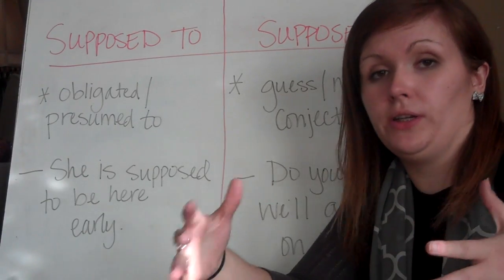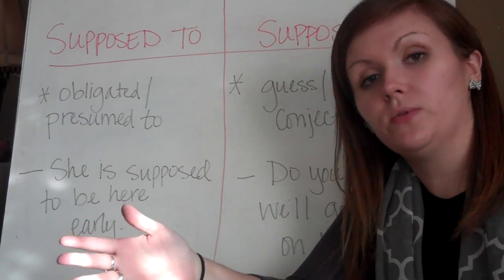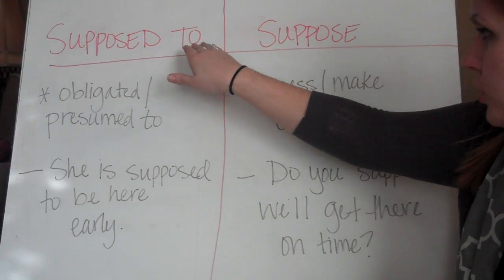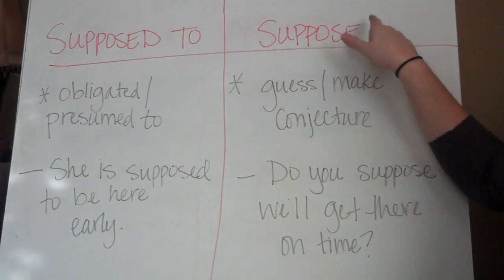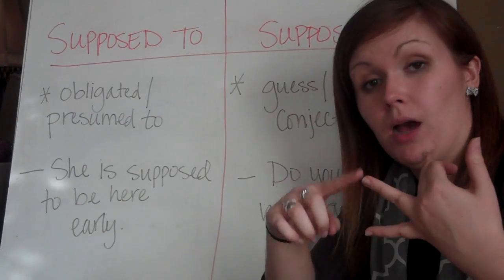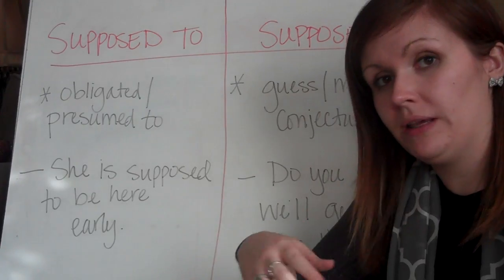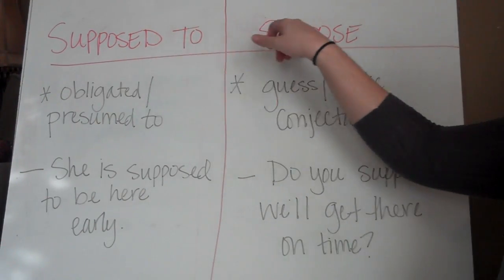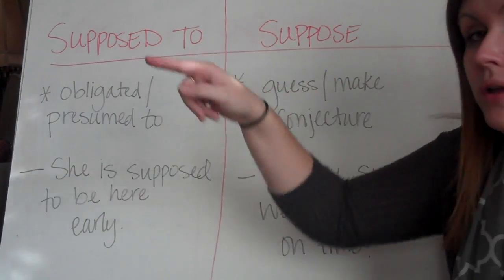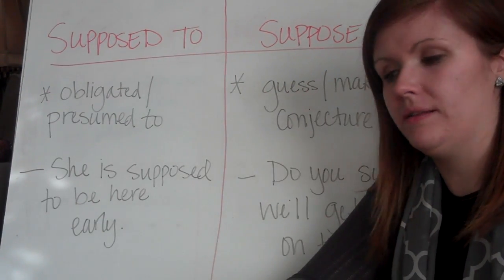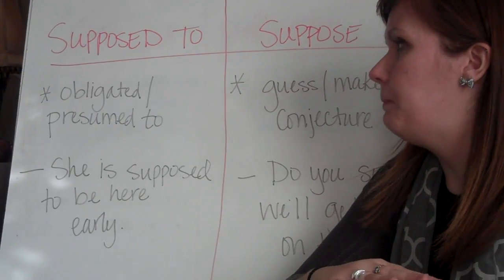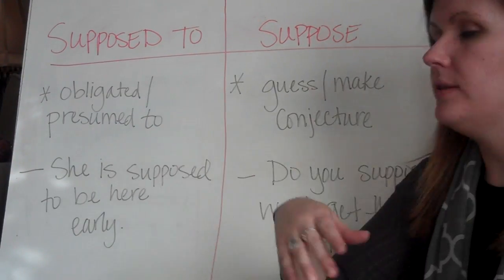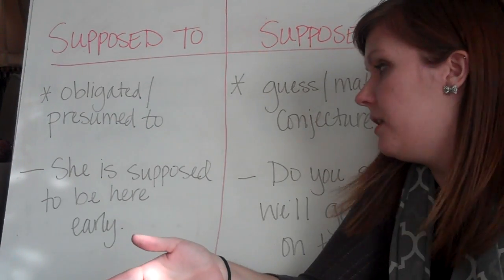Now, this is one that gets really confusing for a lot of people, and a lot of educated people as well, and it's just something, again, that you have to commit to memory. This one is supposed to, so this one has a D, and this is suppose. Now, if you're trying to say I'm obligated to, or it's presumed that I'm going to do something, I'm supposed to do something tomorrow, then you always have to have the D there. If you say suppose to, then that's not correct form at all. That's not a word or a phrase. So you always have it as supposed to. I'm obligated to. I'm presumed to. So if you think about it in that sense, just remember the D being there.